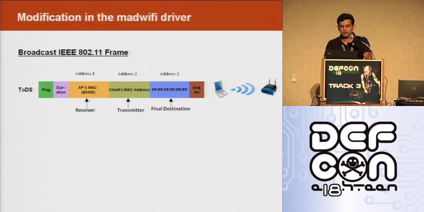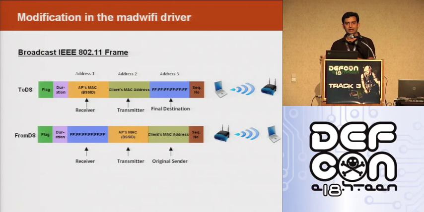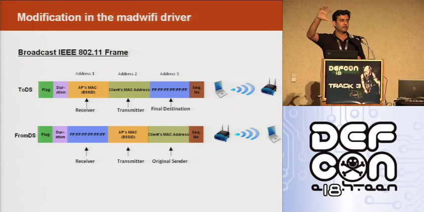So before we actually see what kind of modification was done, let me quickly present the 802.11 frame here. When a client sends a packet to the access point, it is called a ToDS frame, okay? From client to access point, an uplink packet. And when the access point sends a packet to the client, it is called a FromDS packet, or a kind of downlink packet. And there is a field present in the frame which indicates the direction of the frame, whether it's going from client to access point or coming from access point to client, okay?